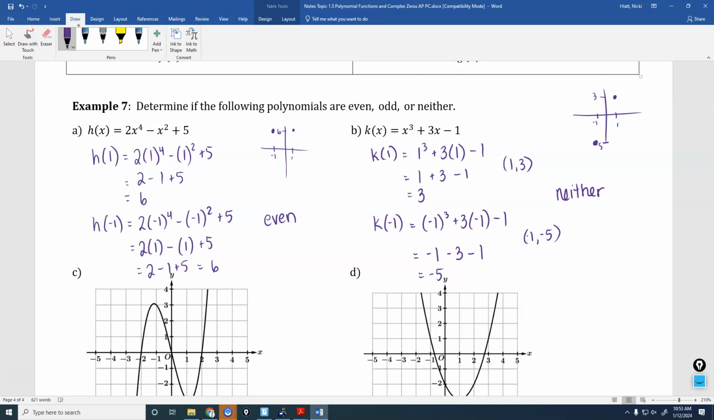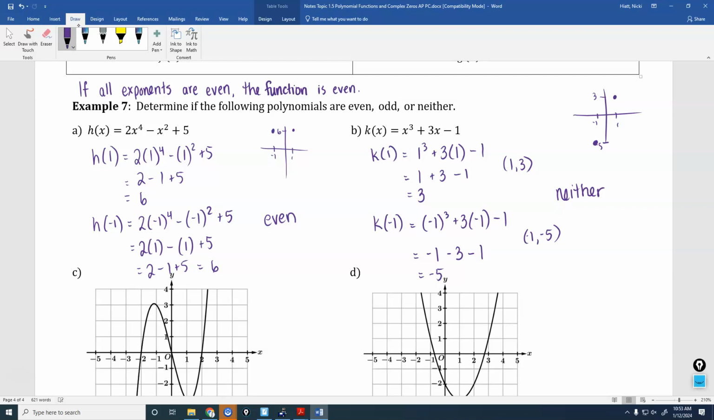Okay. Now, let me give you a trick for this that's even easier than this. If all exponents are even, the function is even.